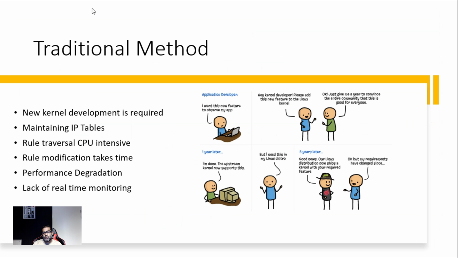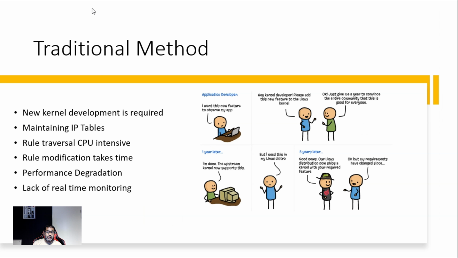Let's talk a little bit more. This is a slide taken from the eBPF website itself. In the traditional method, an application developer wants to develop a new feature in the app which is heavily dependent on the kernel, for example improving a security feature or performance. They have to convince the entire community for this to be accepted. This is a huge change, right?